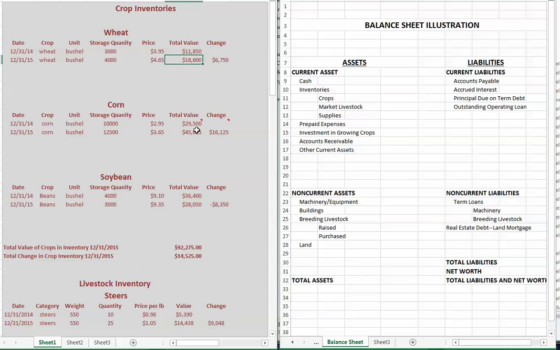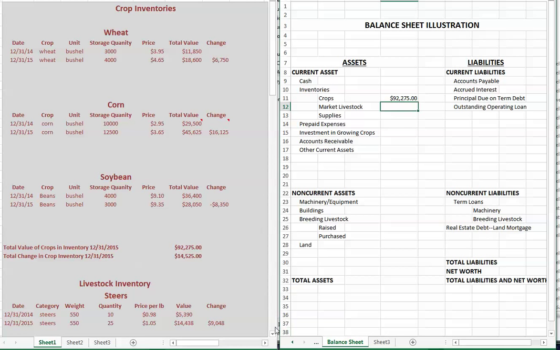Now, if you take those three totals for 2015, and assuming this is a 2015 balance sheet, then you would sum those three totals. Now, that is summed right here. That 92,275 is a sum of those three totals. So this crop inventory on the balance sheet would simply be equal to that 92,375 right there, and that's how it would link. And if you were building your farm books in Excel, it would be that simple a link.